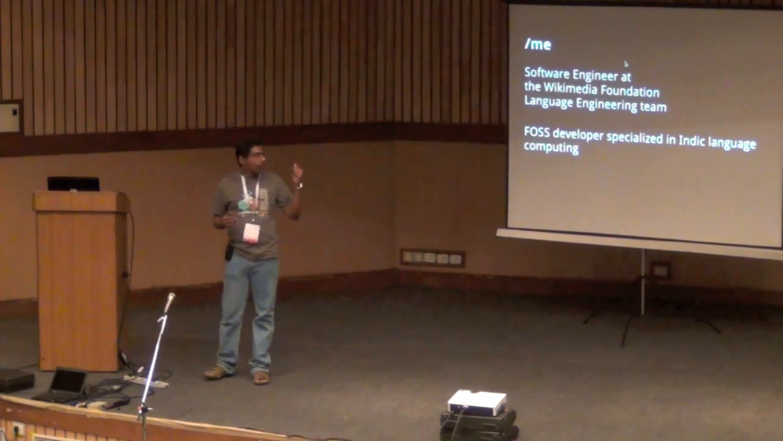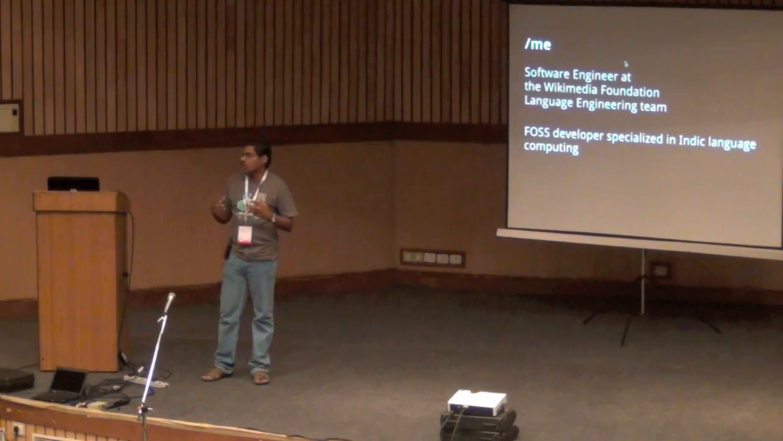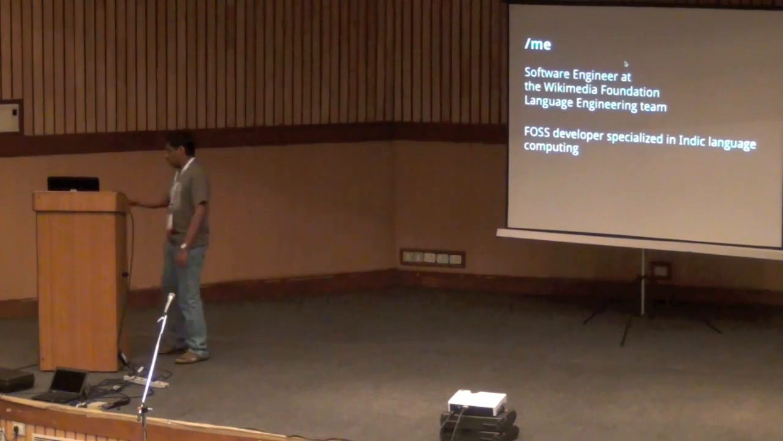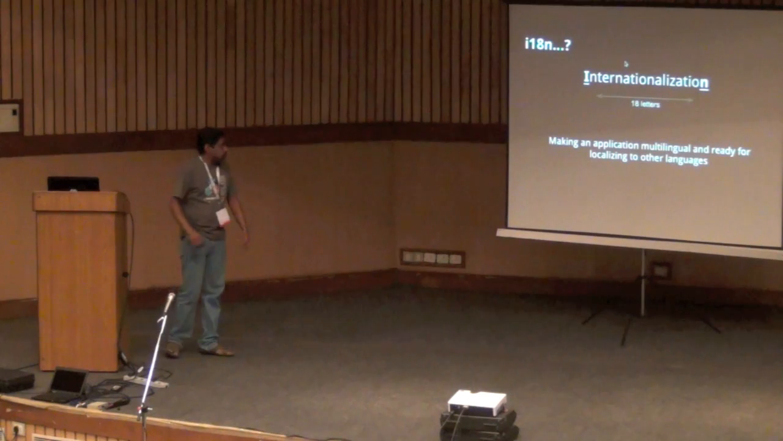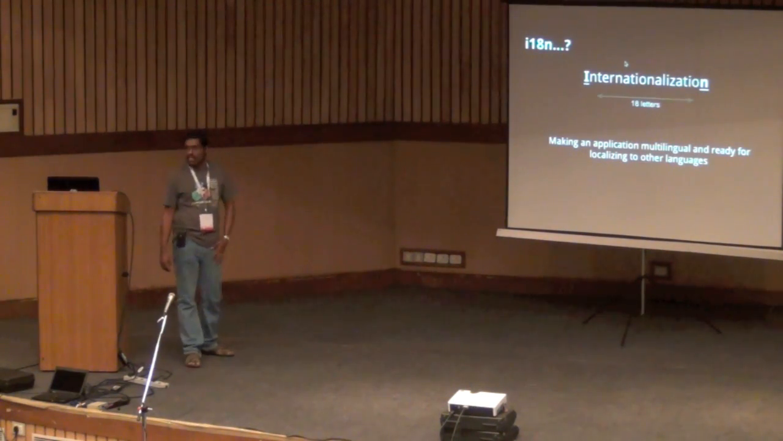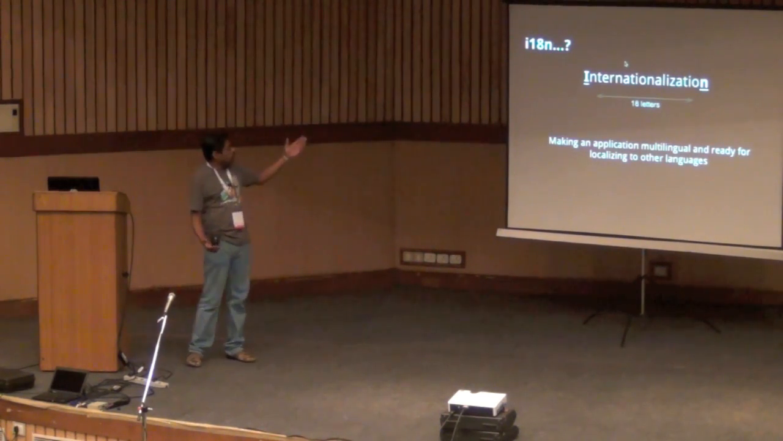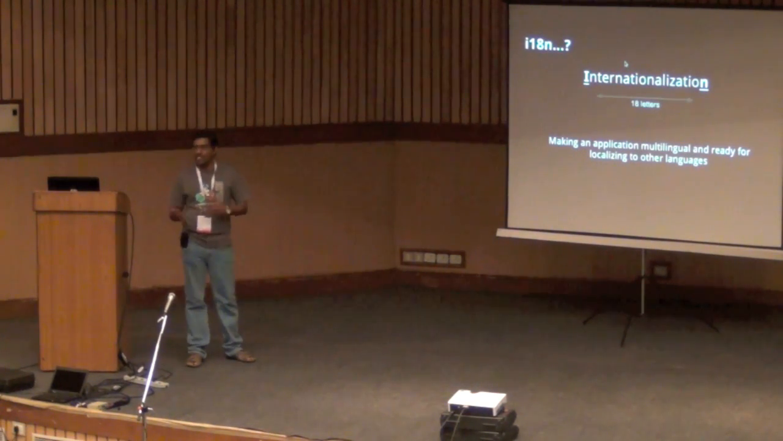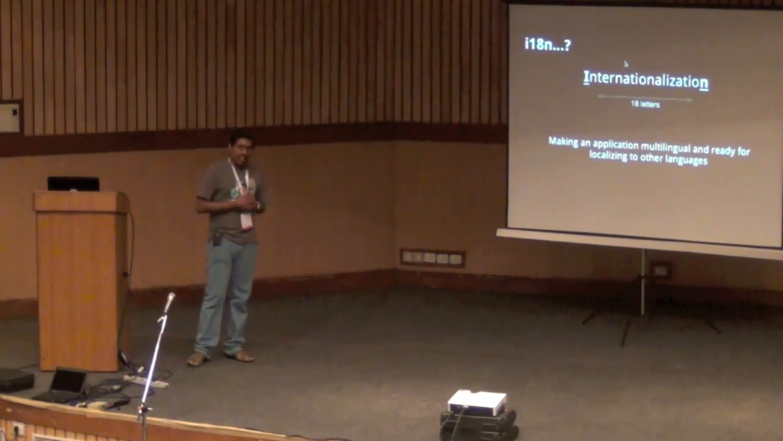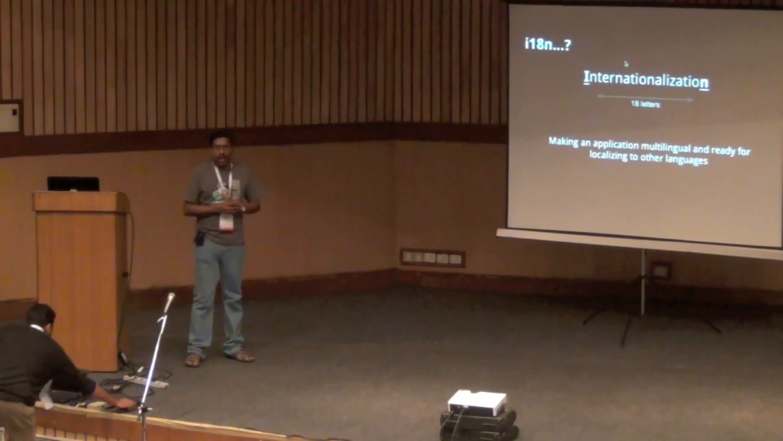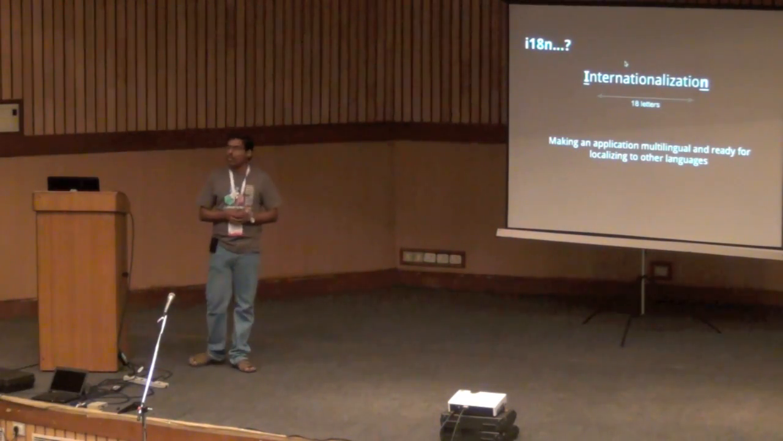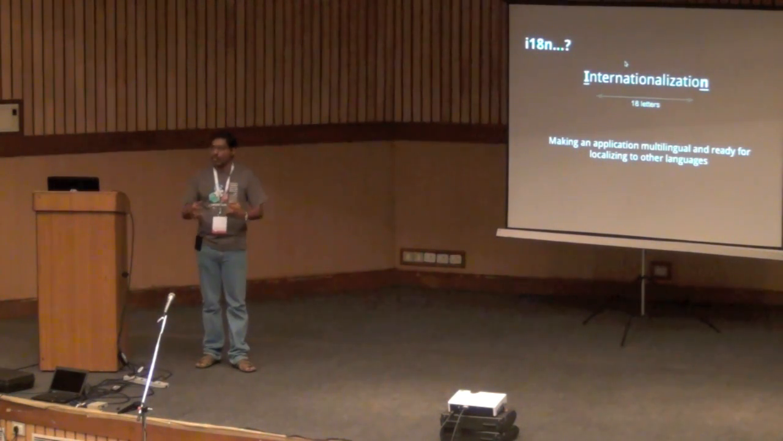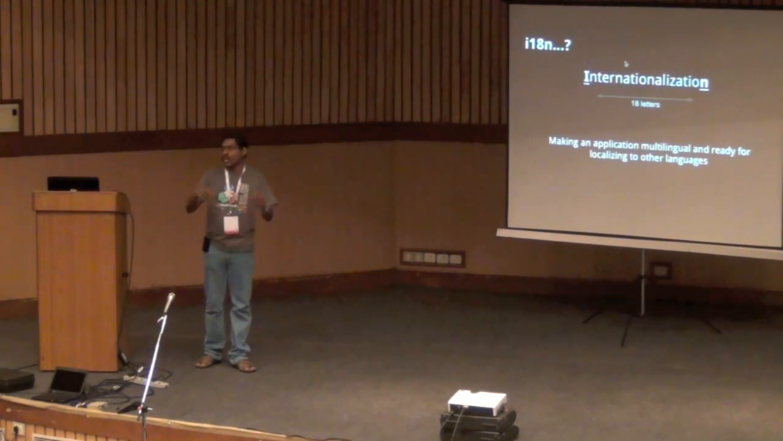As you see, the title of the presentation is i18n: how to use Wikimedia i18n libraries to internationalize your web applications. So what exactly is i18n? i18n is a short form for internationalization: it is I, then 18 letters, and then N, to make it easier to pronounce. Internationalization means making your web application ready for any language, so preparing your web application so that it can work for any other language.